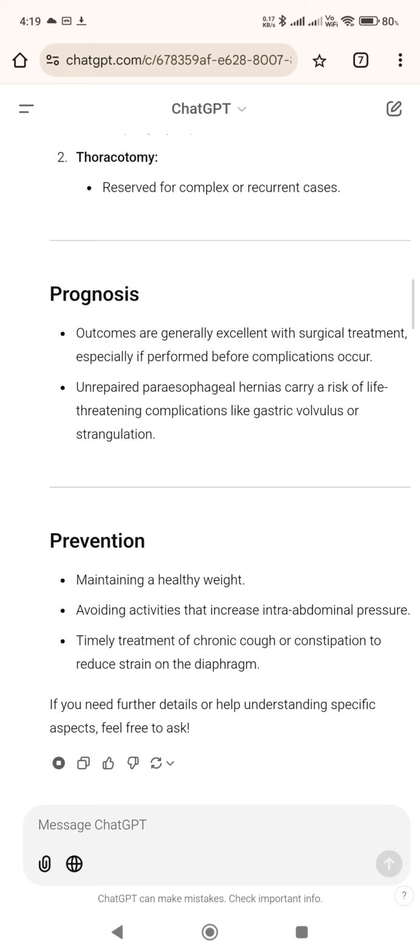Prevention: maintaining a healthy weight, avoiding activities that increase intra-abdominal pressure, timely treatment of chronic cough or constipation to reduce strain on the diaphragm. If you need further details or help understanding specific aspects, feel free to ask.